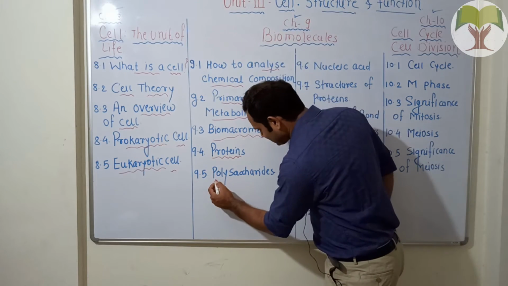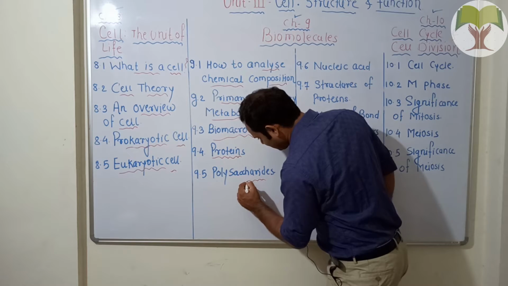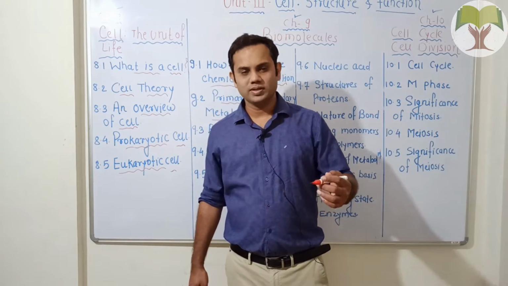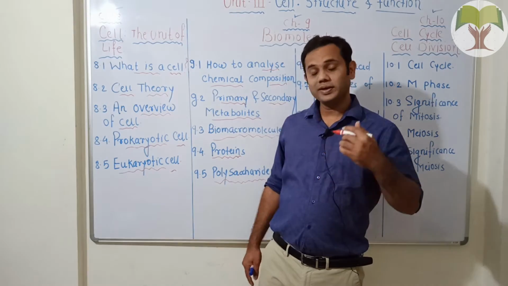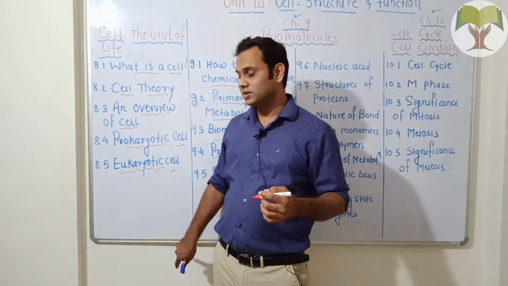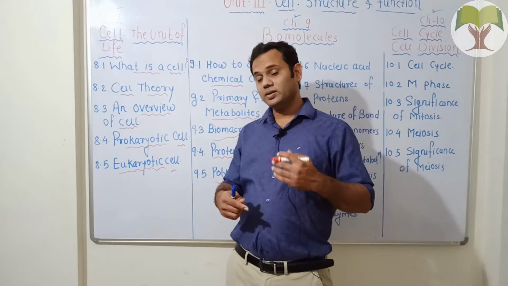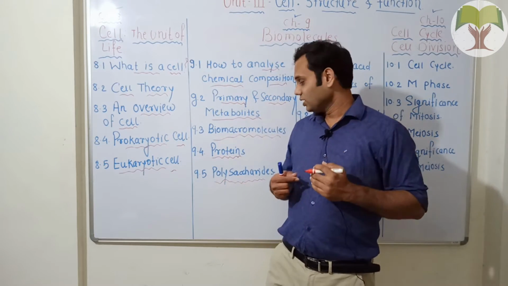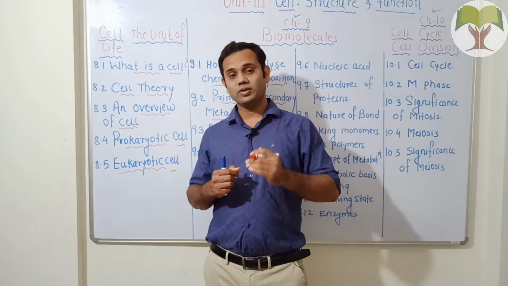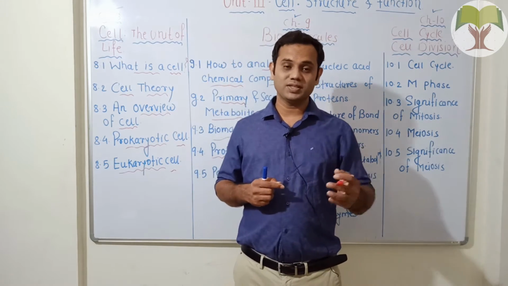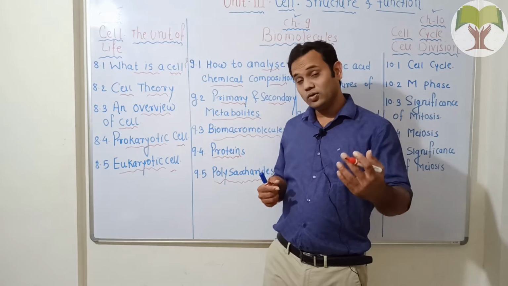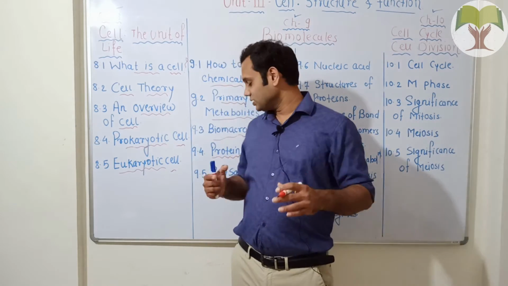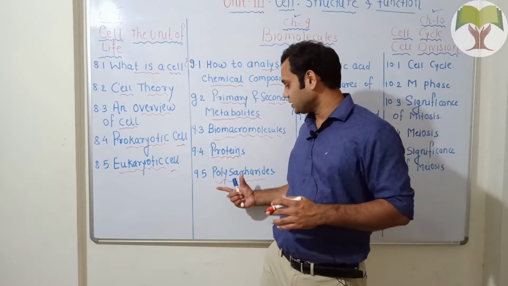Then polysaccharides, which are carbohydrates, like glucose and fructose. There are different types of carbohydrates which come under this, where glucose and these molecules join together to form long chain molecules. These are called polysaccharides, like starch, glycogen, amylose, amylopectin. These are some of the polysaccharides that will be studied.